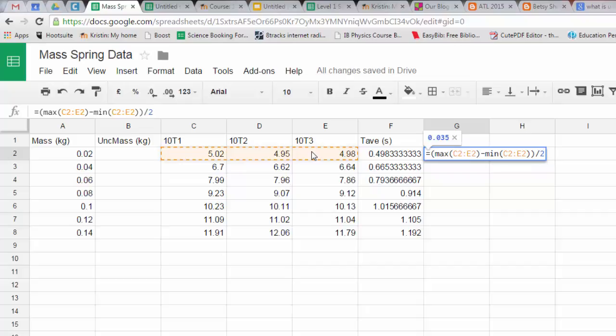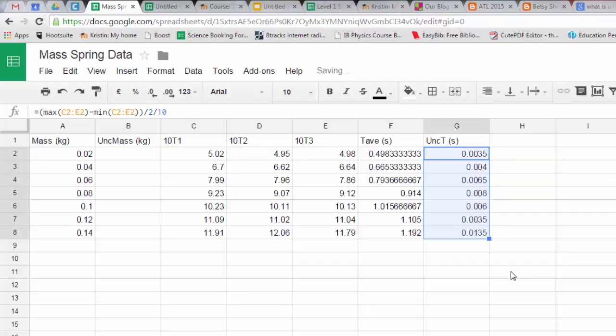But what I'm really working with here is 10 time periods, and I've divided that by 10. So I also need to divide this whole thing by 10 in order to get the uncertainty in a single time period. Okay, and then I will complete those.